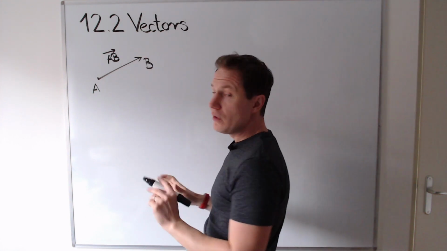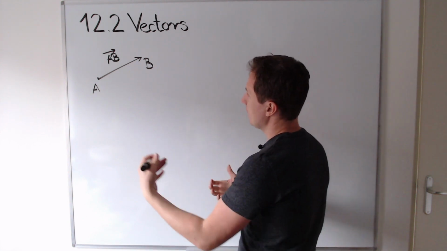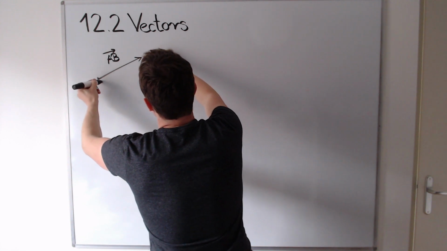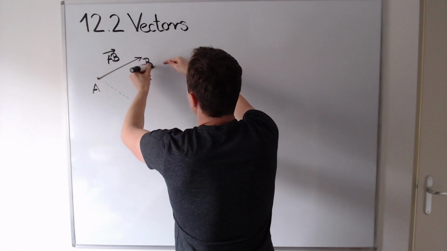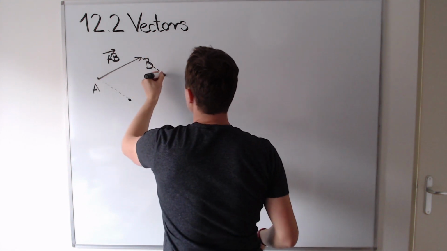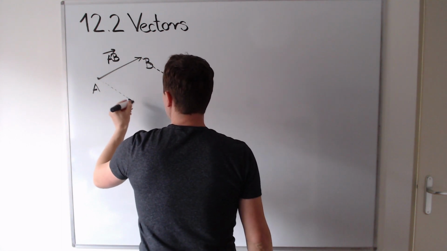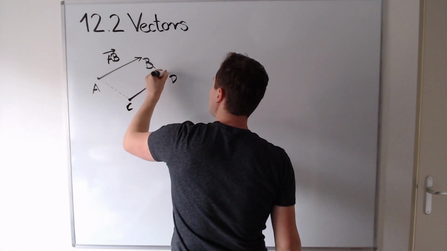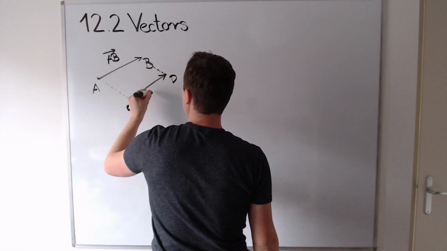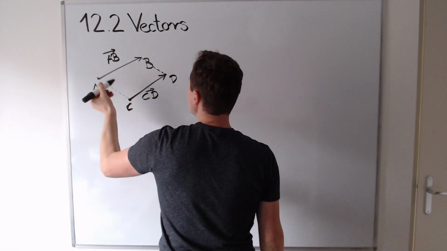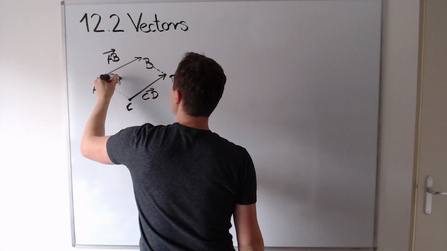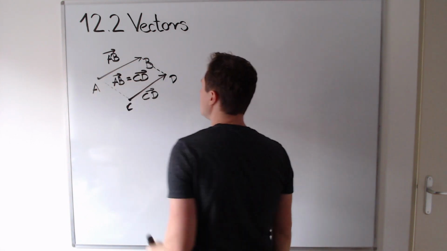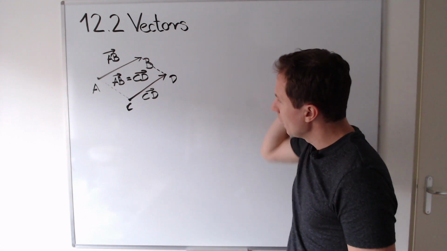Since we only care about the direction and the length, if I were to shift this line segment over here to going from point C to point D, I would still get the same vector. So CD in this drawing is the same thing as the vector AB. Okay, so these two vectors are the same.